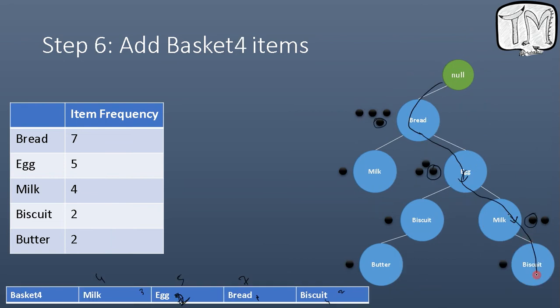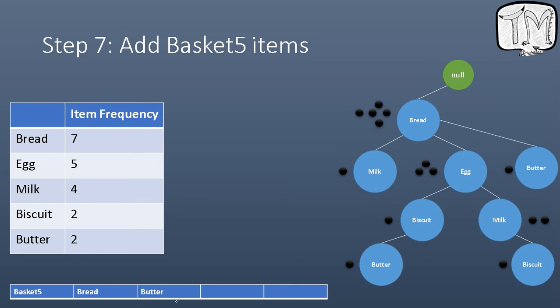Okay, so we created one for biscuit. So we added frequency of 1 against the biscuit. So again, these were the elements bought in basket 4: bread, egg, milk, and biscuit. Okay, so let's move on. Similarly, next is bread and butter. So bread is most frequent, and after that there was no element butter or node with butter. So we added a new branch here, or new node after bread. Okay, we added one to the bread, and we also added one to butter.